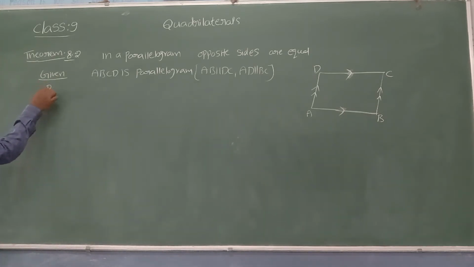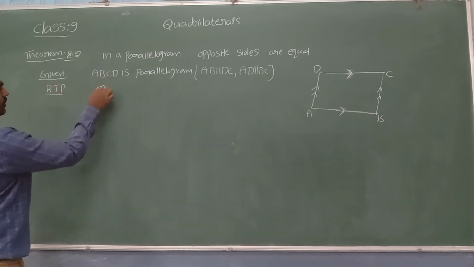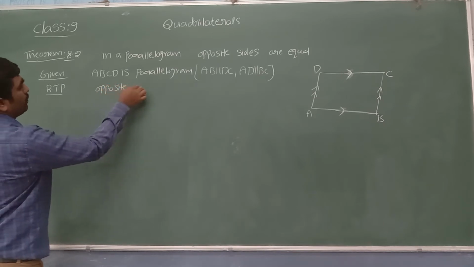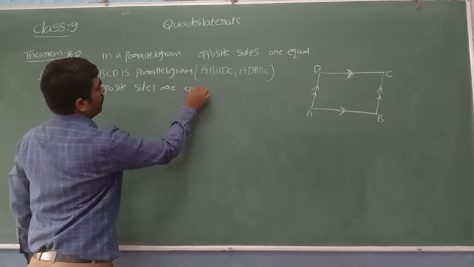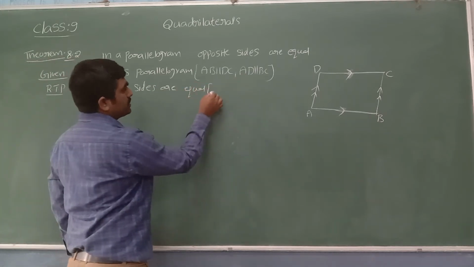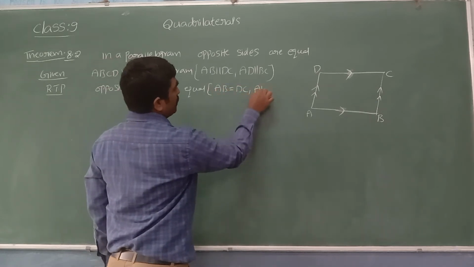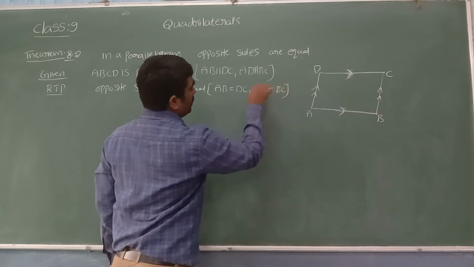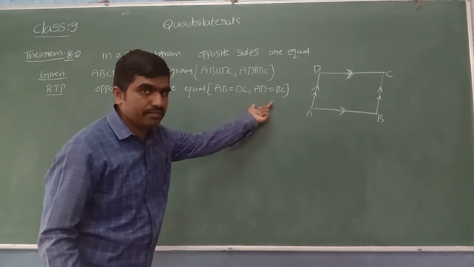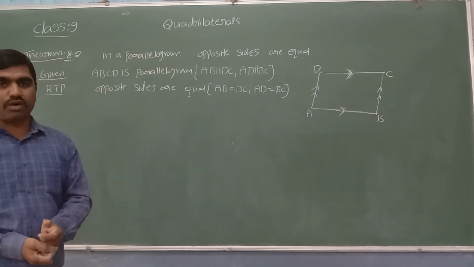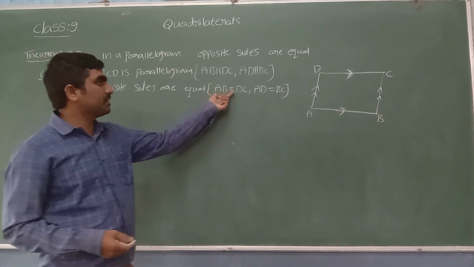Then what is required to prove? You have to prove that opposite sides are equal. Opposite sides are equal means what? It's enough to prove that AB is equal to DC, which are opposite, and also AD is equal to BC. We already said that to prove two sides are equal, we should take two triangles and prove they are congruent. Then, in symbolic form, by simplicity we can say that corresponding sides are equal.